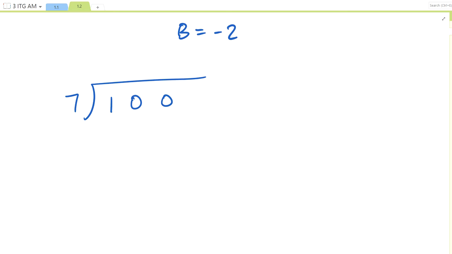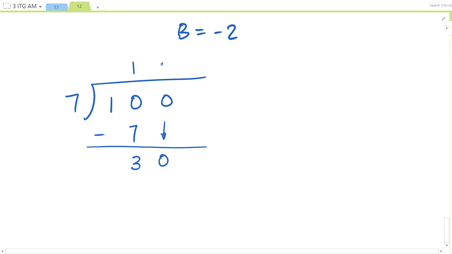Okay, first step, what do we do? 1 divided by 7. Can or cannot? Cannot, right? So I move on to the next digit, right? So what do I do now? Where do I put a 1? Here, right? Then what do I do? 7, then minus, right? What do I have? 3, then I bring down the 0. What do I do next?